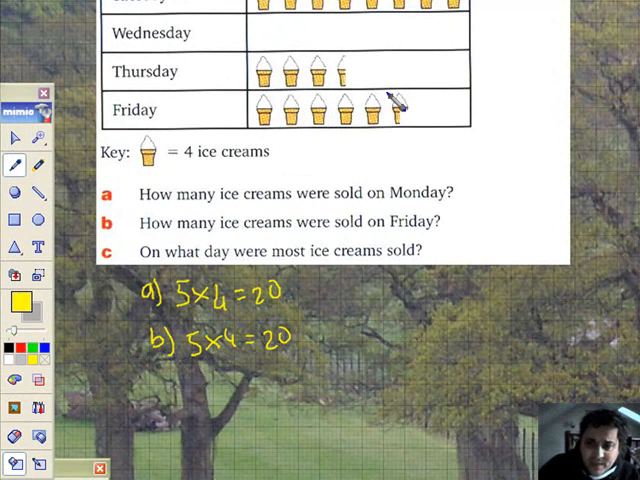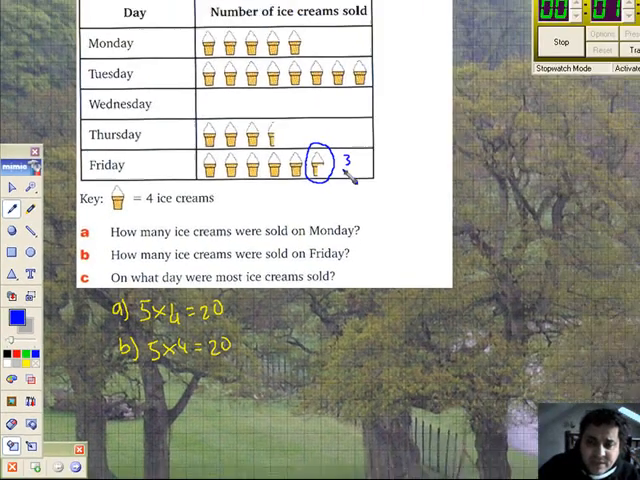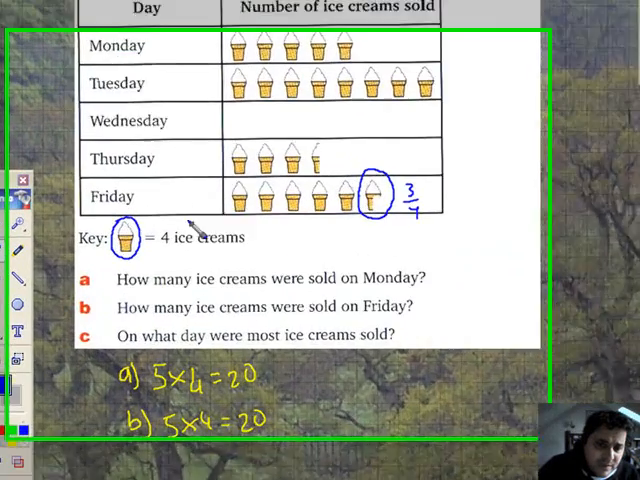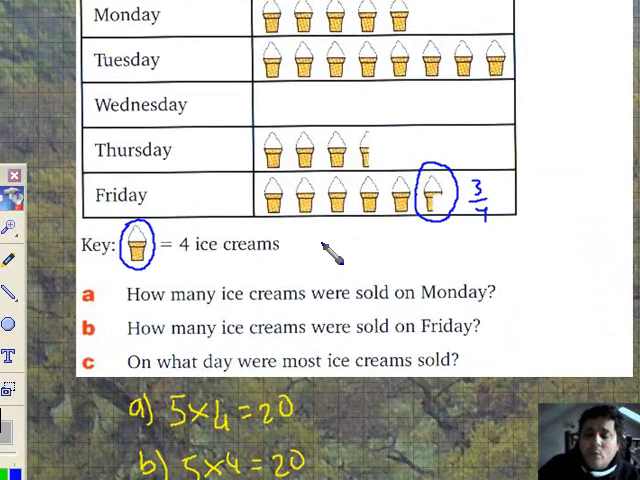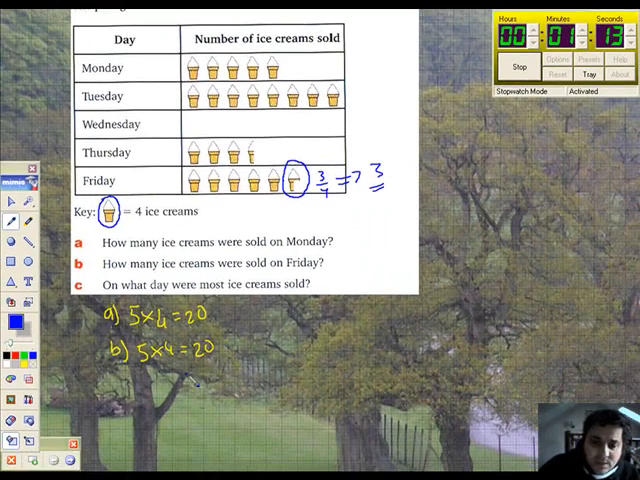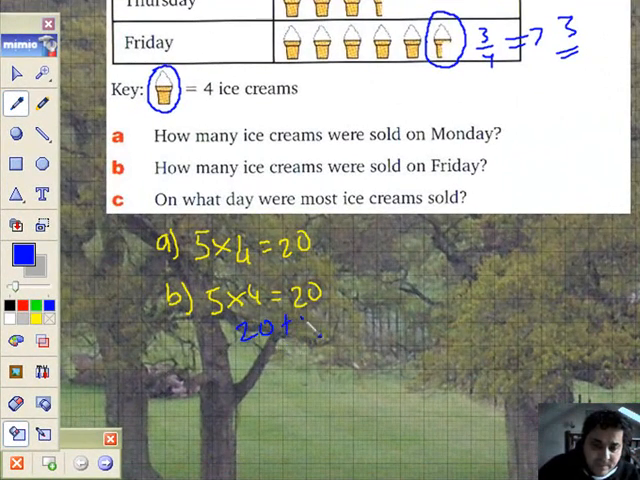We've got this little bit here. Just change colour to highlight it. We've got that little part, which, if you look very carefully, is representing 3/4 of a diagram. Alright, if it's 3/4 of that, then 3/4 of 4 is clearly 3 ice creams. Alright, so that corresponds to 3 ice creams. So we can have 20 plus the 3 would come to 23 sold on the Friday.